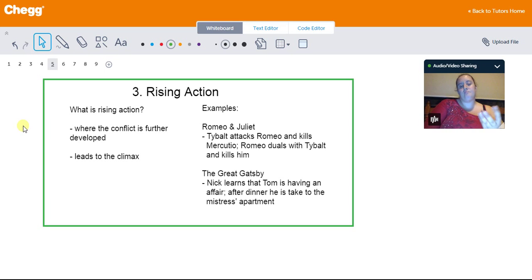In Romeo and Juliet, this is at the point when Tybalt attacks Romeo for essentially crashing the party at his uncle's home, and inadvertently kills Mercutio. Romeo, in anger, duels with Tybalt and kills him. In The Great Gatsby, this is when Nick finds out that Tom, his cousin's husband, is having an affair with a woman by the name of Myrtle, and then soon finds himself right after spending time with his cousin in the mistress's apartment.